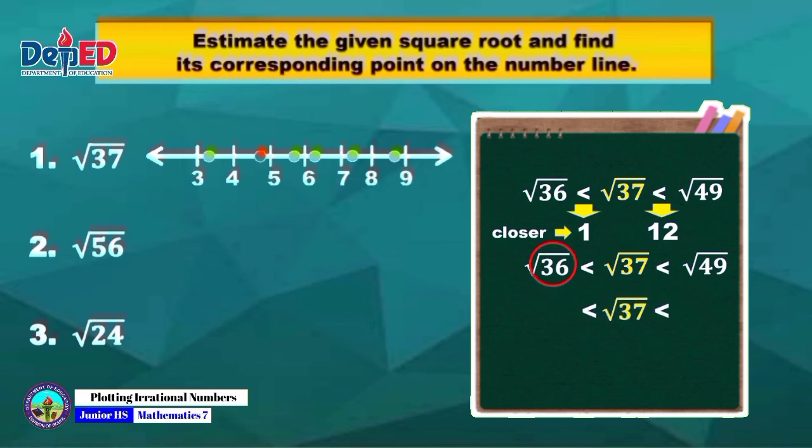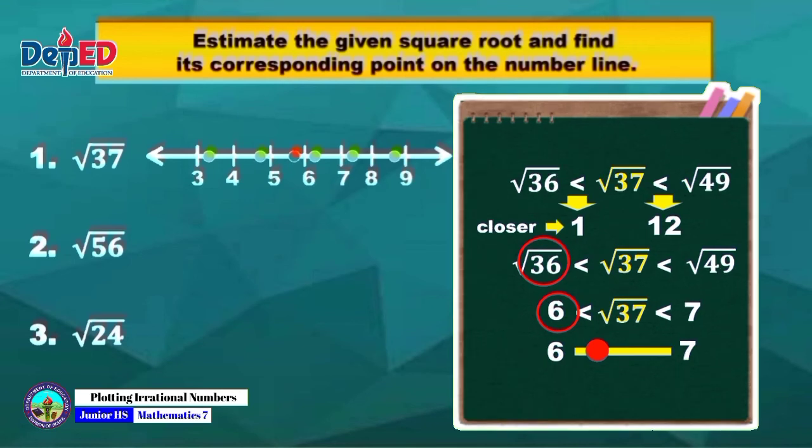The square root of 36 is equal to 6, and the square root of 49 is equal to 7. Since the square root of 37 is closer to 6, the point must be closer to 6. Locate 6 and 7 on the number line and say freeze if you see the point. Freeze!